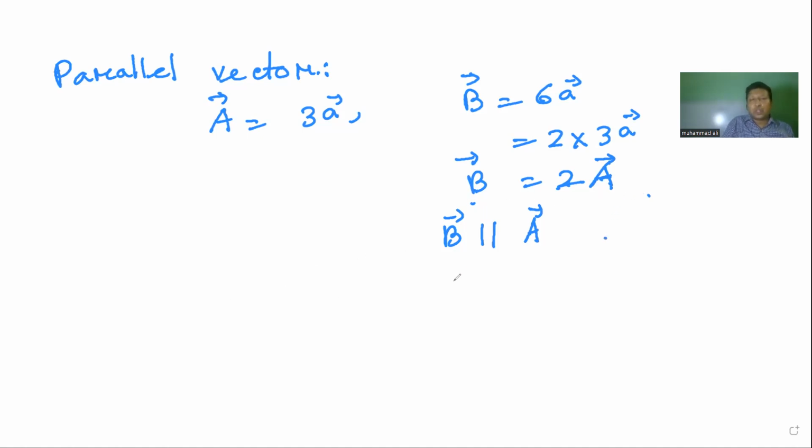Another way we can show that both of these vectors are parallel: if the two vectors can be written as the ratio 2 by 1. B vector by a vector means 2 by 1. With this ratio, b vector and a vector are parallel. It's also very important.